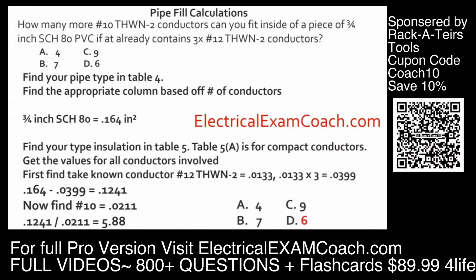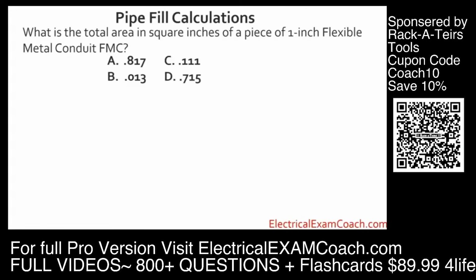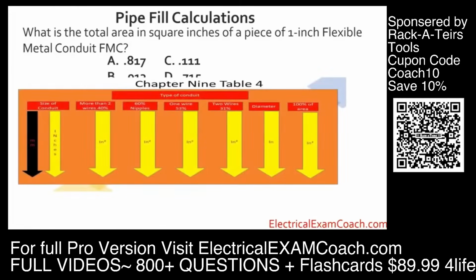Great job. What is the total area in square inches of a piece of 1-inch flexible metal conduit? For this one, we're going to head straight to Chapter 9, Table 4. When we get there, we're going to verify that we're in the right type of conduit. Then we're going to start on the left-hand side and find our size of conduit. Then we have to cross all the way over to the 100% fill area. I have been tested on this in the past, so it's good to be familiar with using this table on all spectrums. And in this case, we're going to select 0.817.